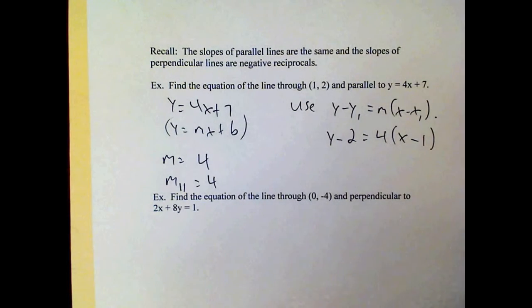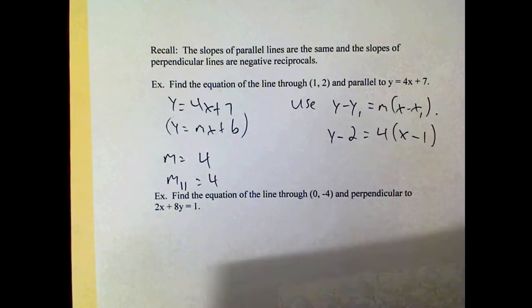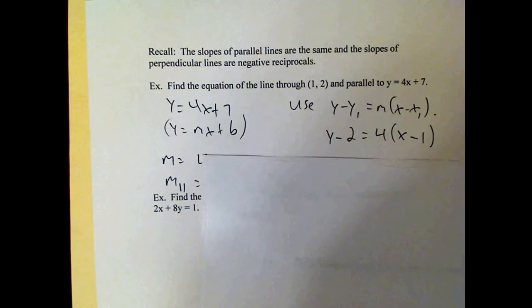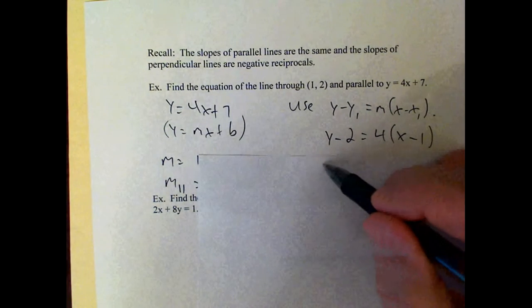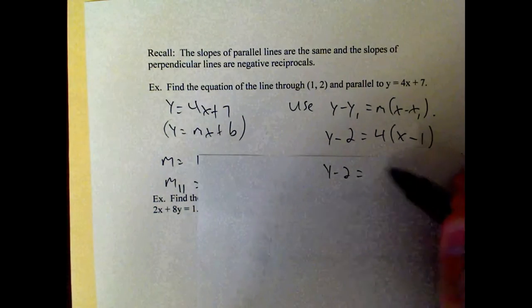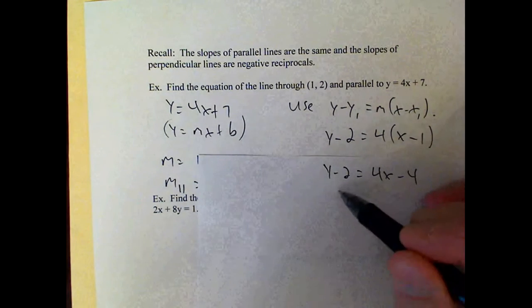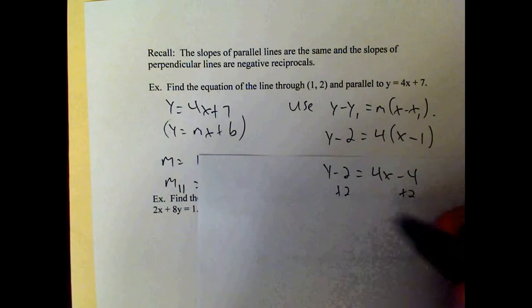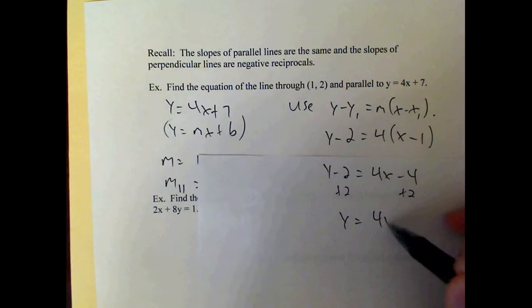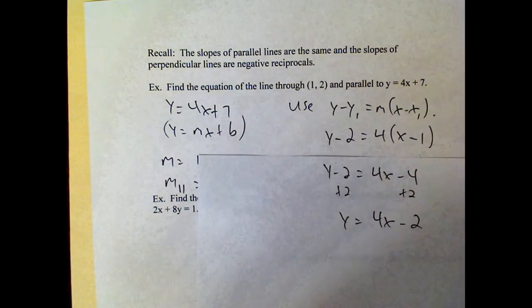Now we're going to solve for y because we're always going to solve for y when we're trying to find equations of lines. So we now have y minus 2 equals 4(x minus 1). We're going to distribute the 4: equals 4x minus 4. One last step is to add 2 to both sides. We have y equals 4x minus 2.